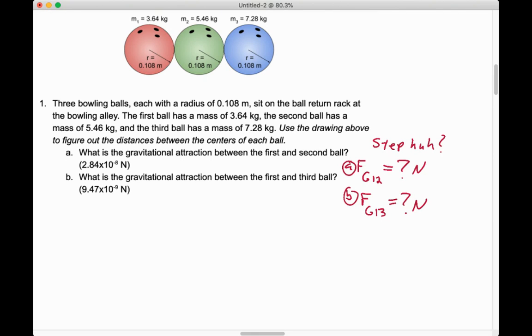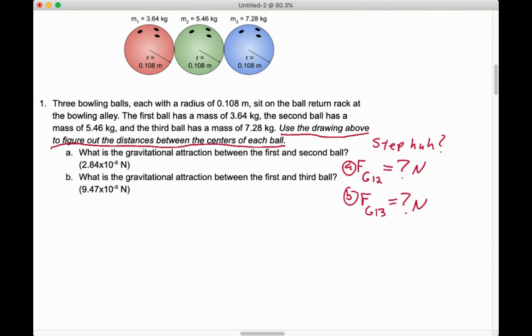Now let's look at the thing in italics. Use the drawing above to figure out the distances between the centers of each ball. So remember, we're dealing with bowling balls. Bowling balls are spheres. One of the key ideas you need from this chapter is when you're dealing with spheres and their gravity, you need to measure from the center of each sphere. So what is the distance between the first ball and the second ball?